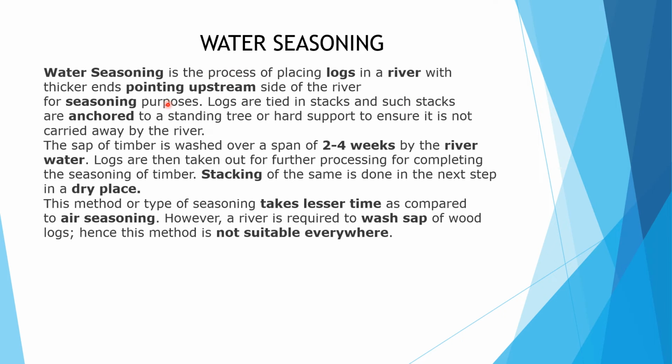Next, what is water seasoning? Water seasoning is the process of placing logs in a river with the thicker end pointing to the upstream side of the river. For seasoning purposes, logs are tied in stacks, and such stacks are secured to a standing tree or hard support to ensure they are not carried away by the river. The sap of the timber is washed out over a span of 2 to 4 weeks by the river water. This is the water seasoning.